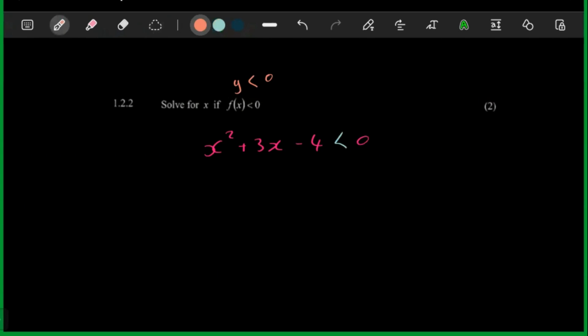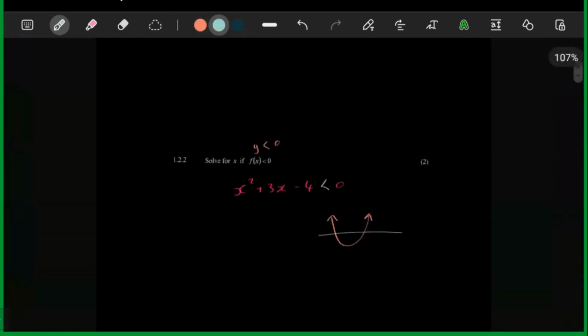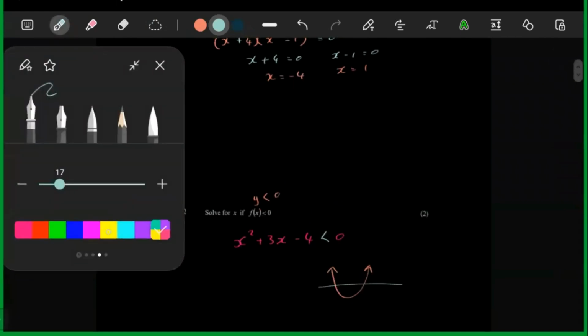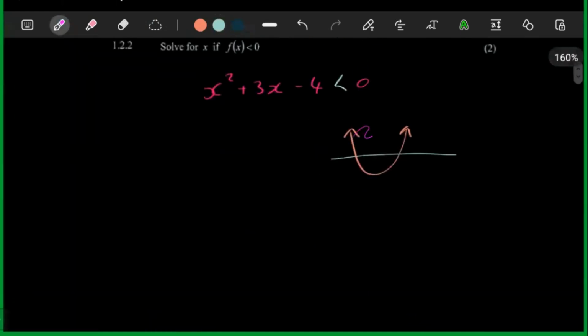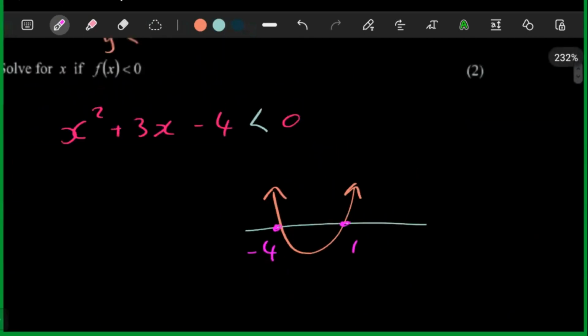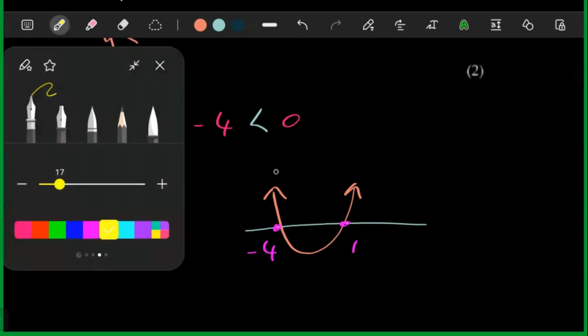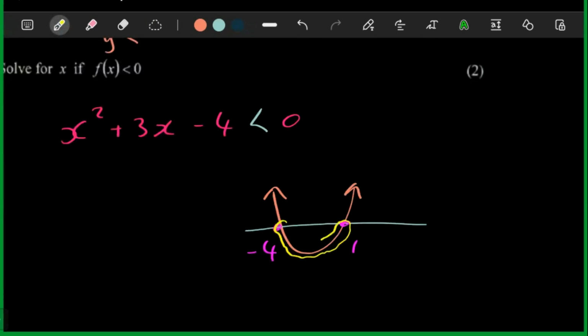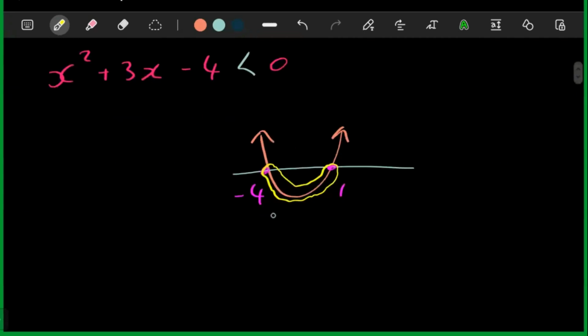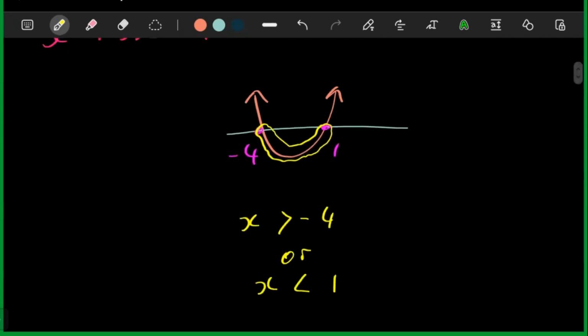you need to think to yourself, okay, this is a smiling parabola. So you draw a smiling parabola, and then you draw a mini x-axis. The fortunate thing is these are the two x-intercepts of our graph, -4 and 1. So somewhere here you're going to have -4, somewhere here you're going to have a 1. If they're asking where the graph is below 0, it means that you are going to choose this part here. The part where it's below 0 is where x values are between -4 and 1. So your x values have to be bigger than -4, and those same x values need to be smaller than 1.